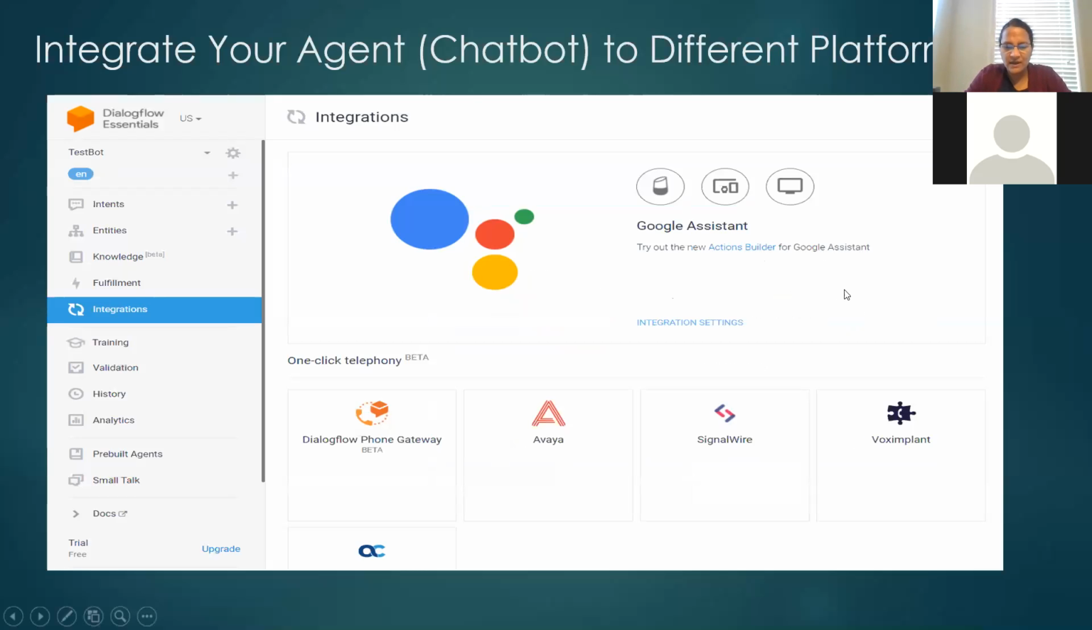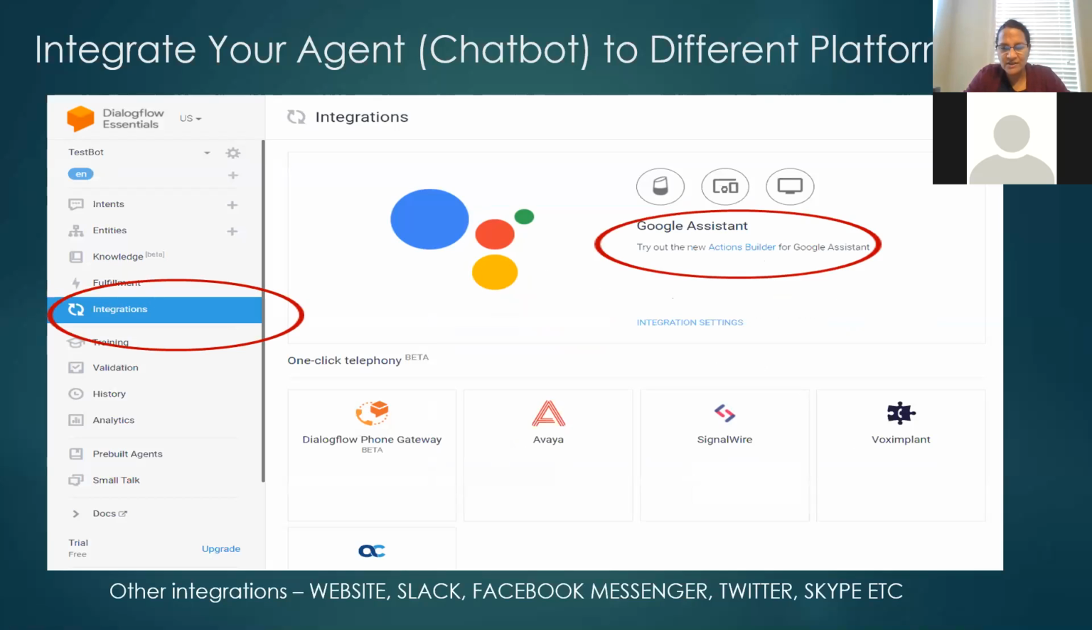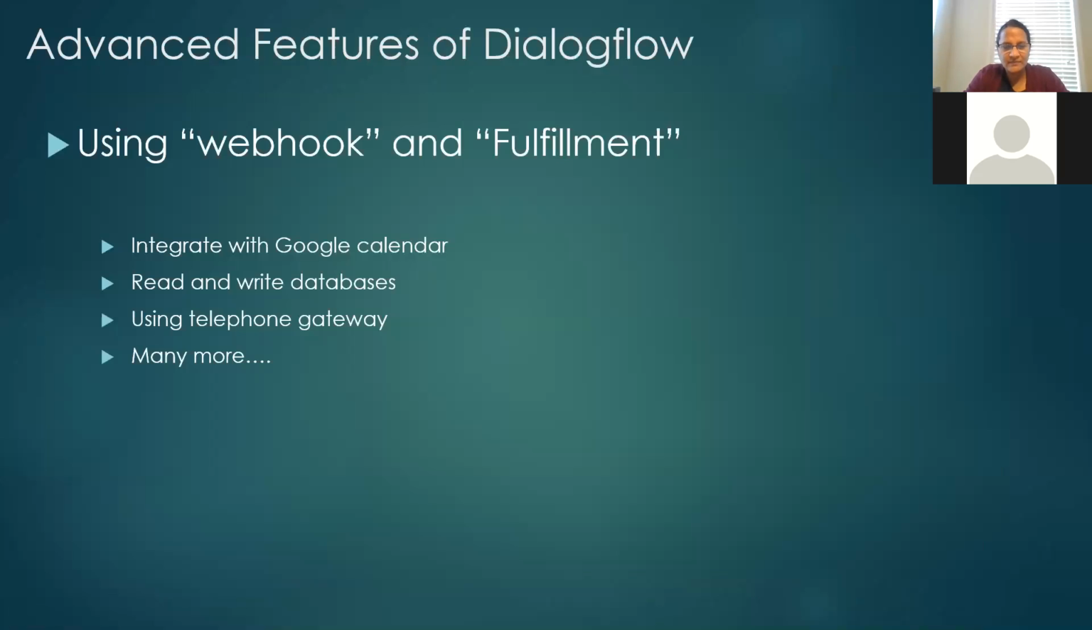So you can see that you go to integrations for different platforms. There is Google Assistant, and there are different other integrations possible. This is not the only thing you can do with Dialogflow. There are some advanced functions in Dialogflow, which are webhook and fulfillment, where you have to tweak the code a little bit. And with that, you can integrate it with Google Calendar.